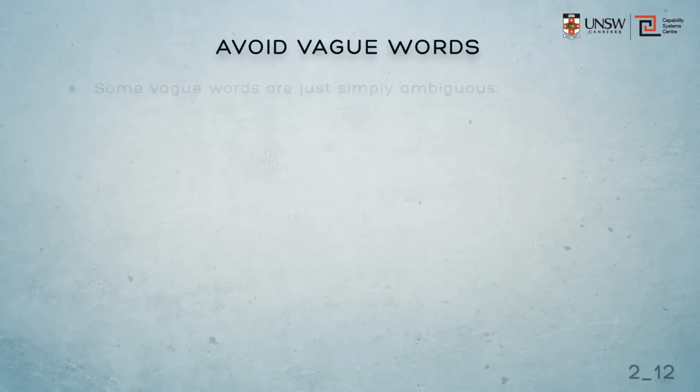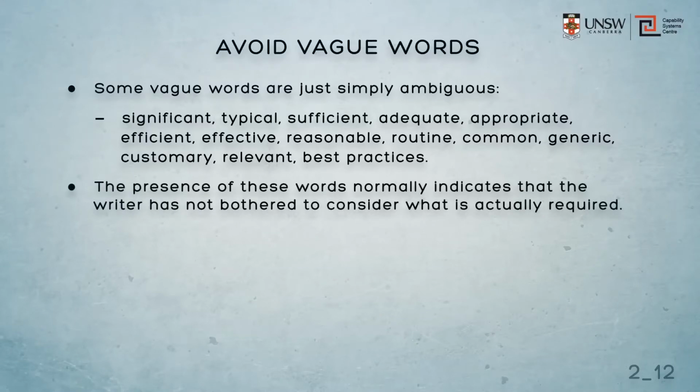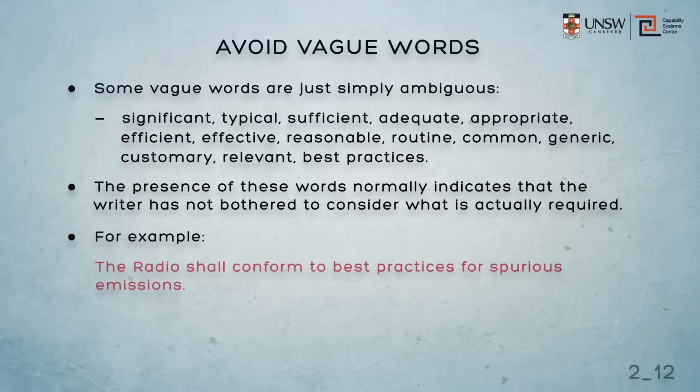There are other vague words that are simply ambiguous. Significant, typical, sufficient, adequate, appropriate, efficient, effective, routine, common, etc. Again, the presence of these words normally indicates that the writer has not bothered to consider what is actually required. So, for example, the radio shall conform to best practices for spurious emissions. Best practices are relative. They're open to interpretation and they're arguably in the eye of the beholder.